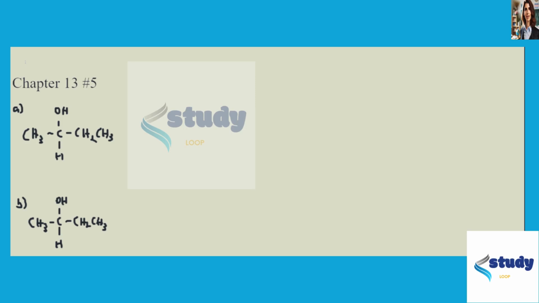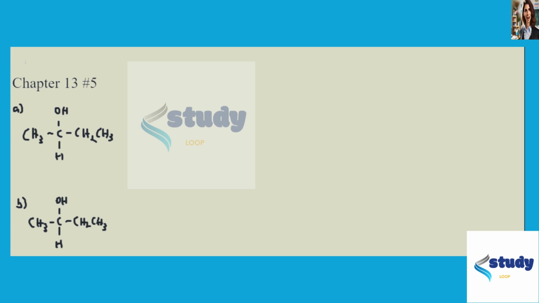This is the answer to Chapter 13, problem number 5 from the Smith Organic Chemistry textbook. In this problem, we're asked to consider 2-butanol. We're asked to determine what fragments are going to be formed by alpha cleavage of 2-butanol and what fragments would be formed by dehydration of 2-butanol. I've drawn 2-butanol here.